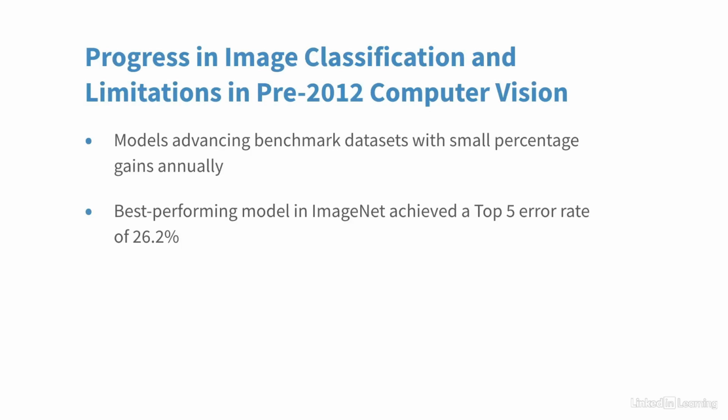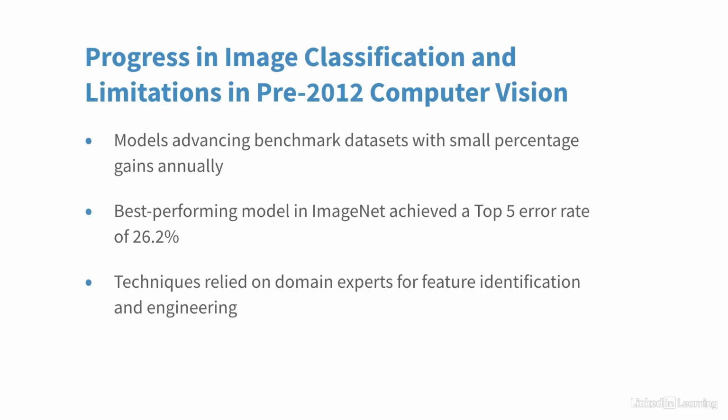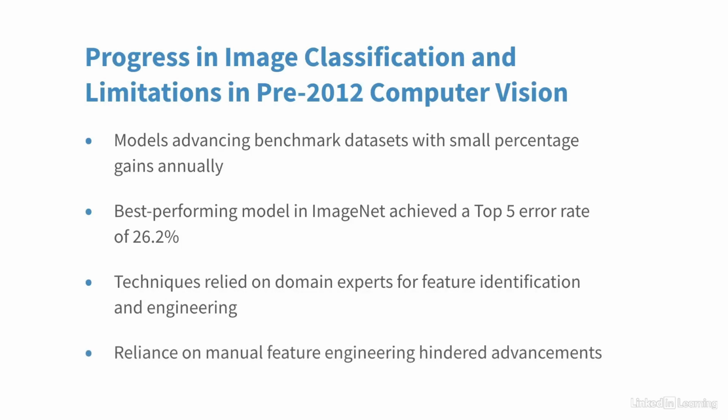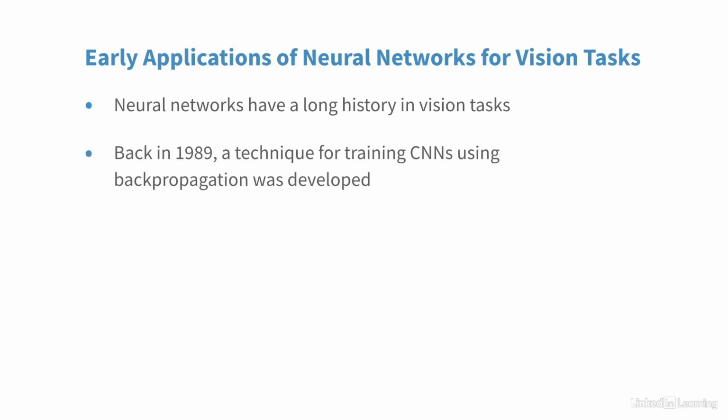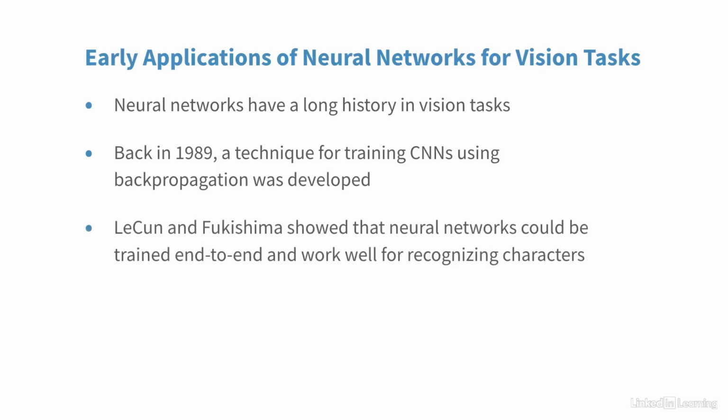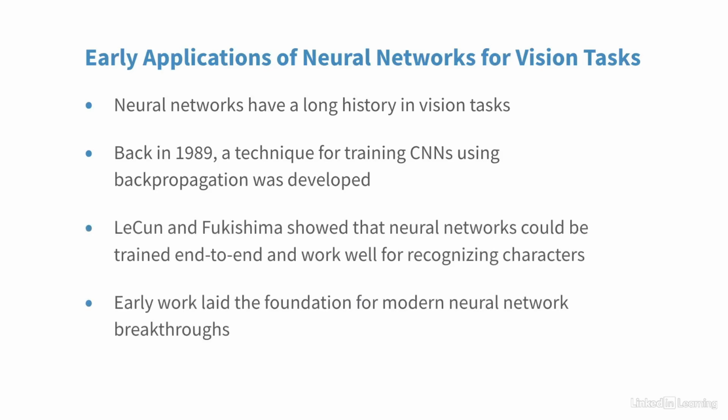Progress was limited because techniques at that time, as we've discussed previously, required domain experts to identify and engineer features required to differentiate between object categories. But the application of neural networks for vision tasks isn't something that came out of nowhere. Methods for training convolutional neural networks end-to-end using backpropagation had existed as early as 1989. For example, we've already discussed neural networks by LeCun and Fukushima. These networks were successfully applied to character recognition problems.